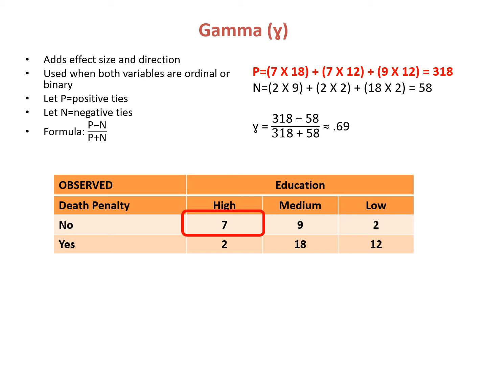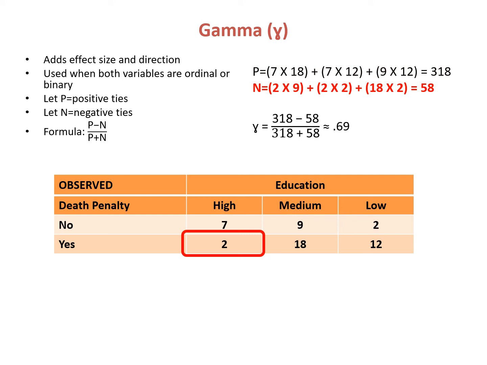So we're going to start at 7, and we're going to then look for wherever there's motion into a different column. So we're going to go from 7 to 18, which is the yes medium cell. So that's going to be a positive direction. We're going to go from 7 to 12, which is a yes low. That's a positive direction. Then we're going to jump over to medium, and we're going to go 9, 12. That's a positive direction.